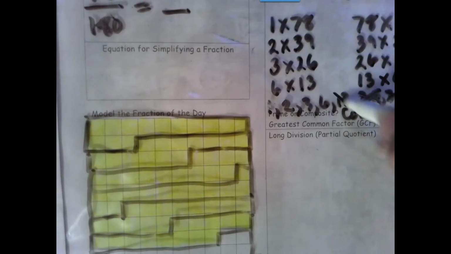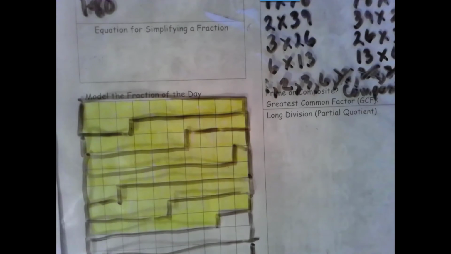9 plus 4. 6 plus 7. 3 plus 10. 10 plus 3. 7 plus 6. 4 plus 9, and there are 11 left over, so that means 13 did not work. Let's try 6.